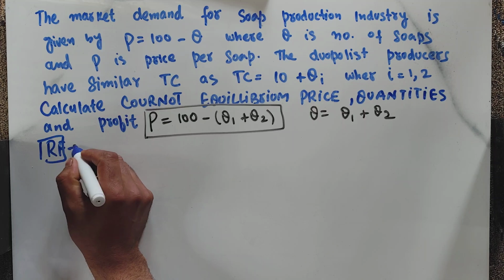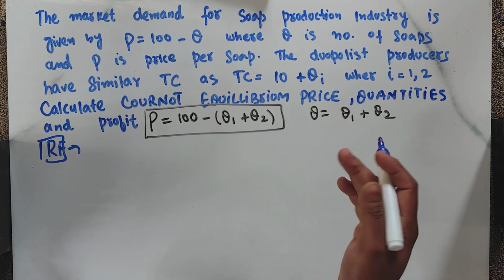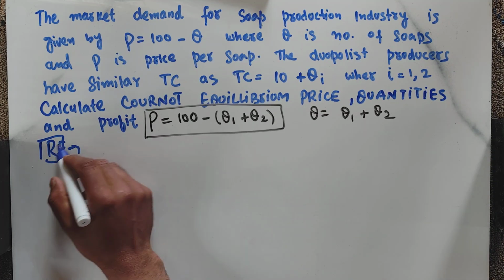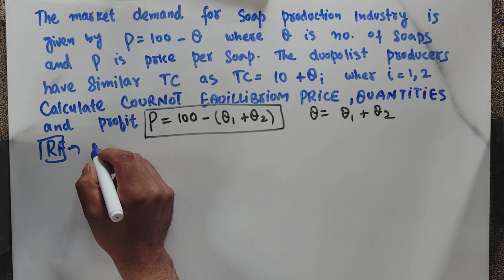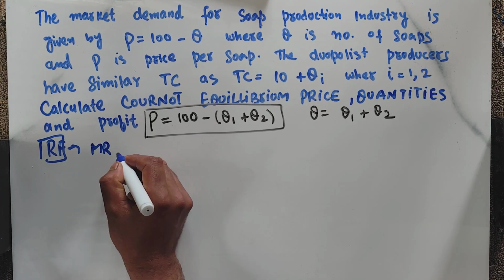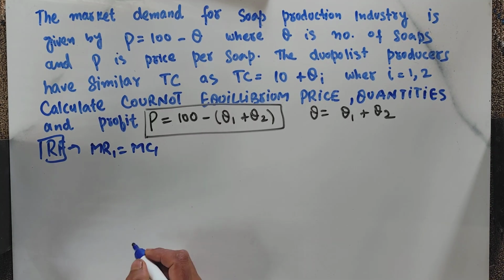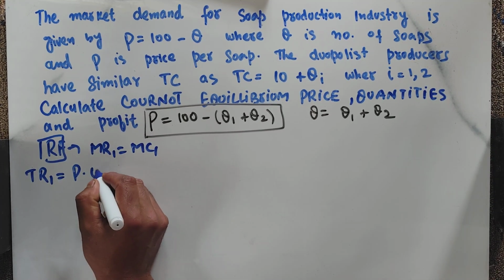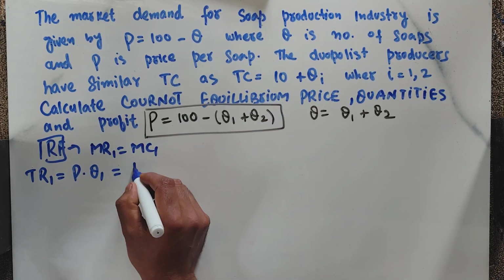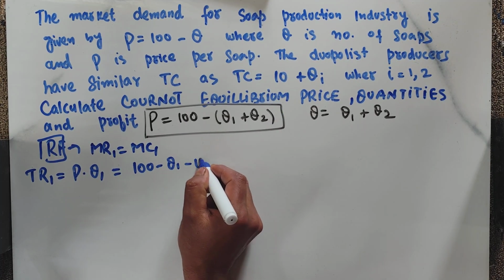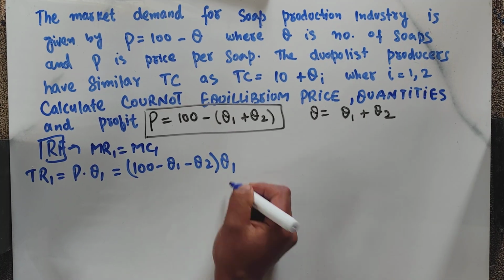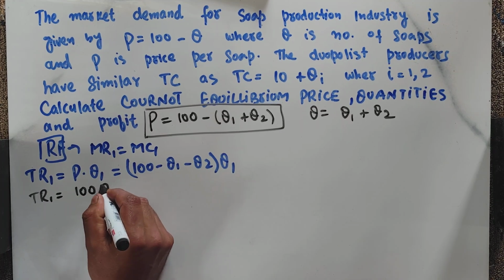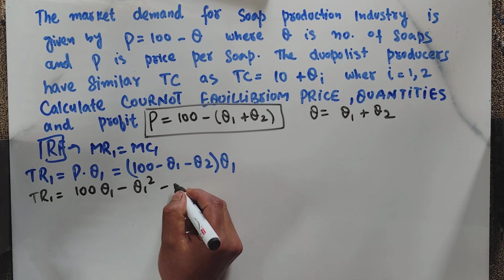The reaction function of firm 1 shows us the optimal quantity chosen by firm 1 given that firm 2 has also chosen its optimal quantity. To find it, we use the profit maximizing condition, that is, marginal revenue of firm 1 should be equal to the marginal cost of firm 1. Let's find the marginal revenue. The total revenue of firm 1 is price times output of firm 1, which is 100 minus Q1 minus Q2, multiplied by Q1. So total revenue of firm 1 is 100 Q1 minus Q1 squared minus Q1 Q2.